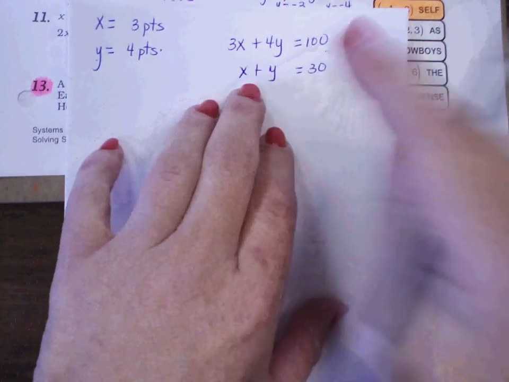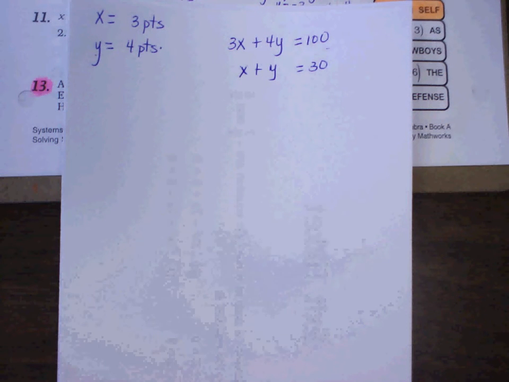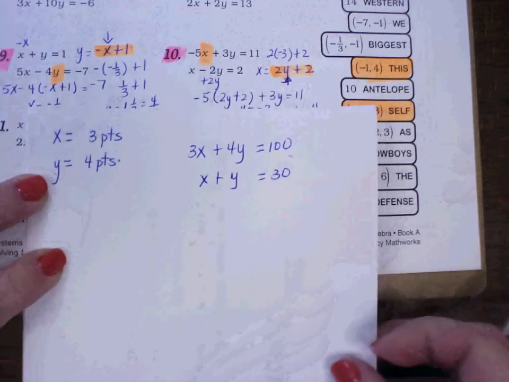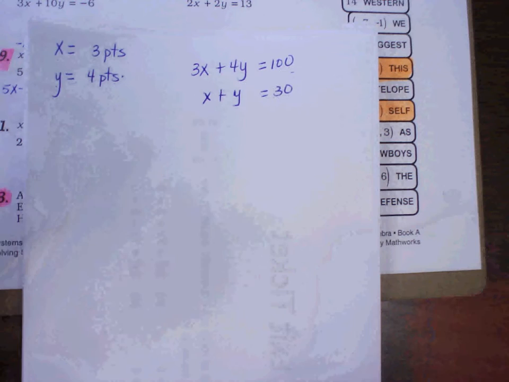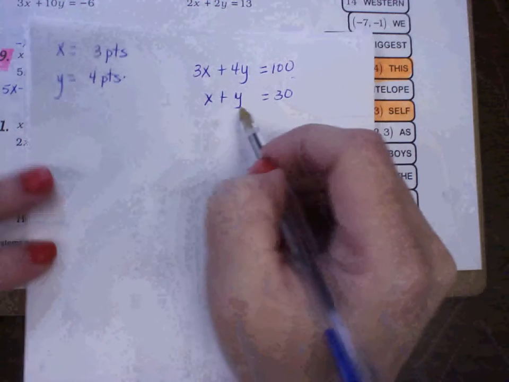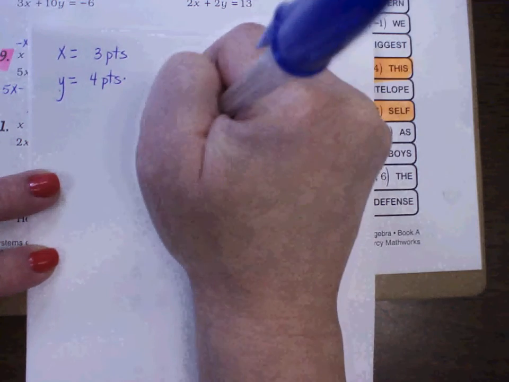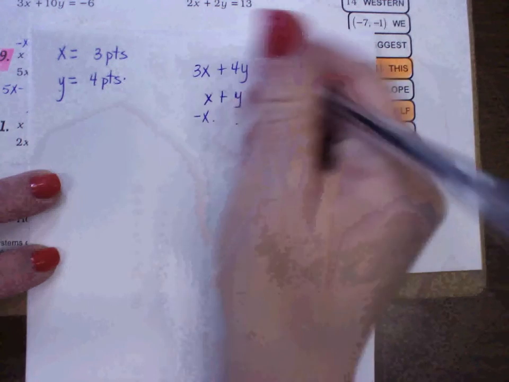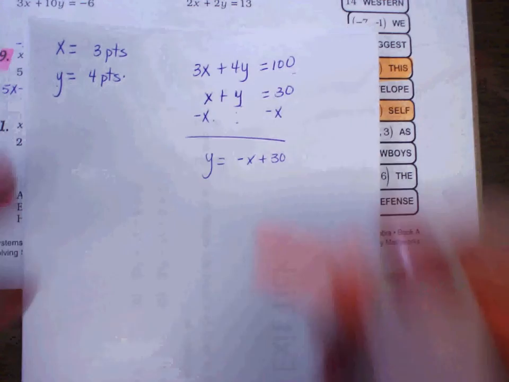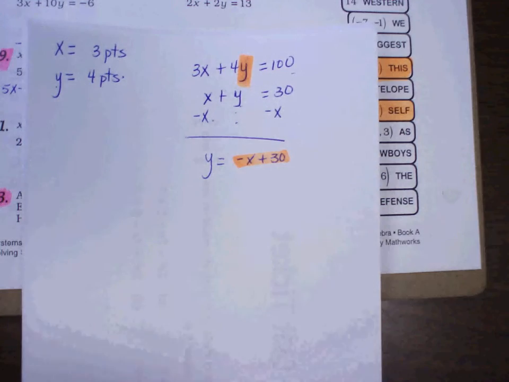All right? So now, let's solve it by substitution. What would you solve for what? I would definitely do the bottom for y. I just like to keep the y. It's just as easy to solve for x as it is to solve for y. My equation becomes y equals negative x plus 30. Then I'm going to substitute it there. So that would be 3x plus 4 times negative x plus 30 equals 100.